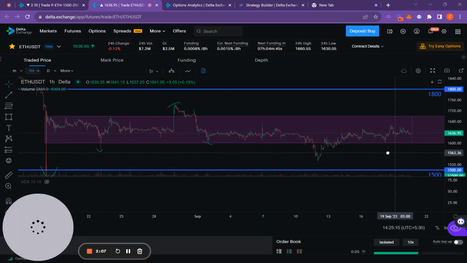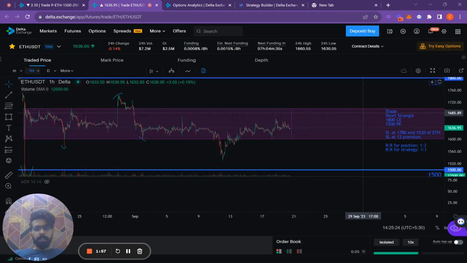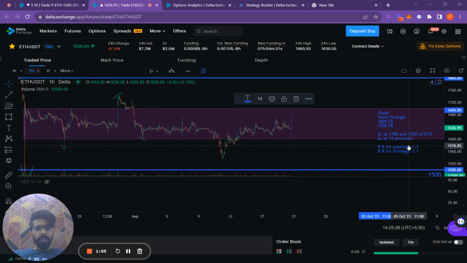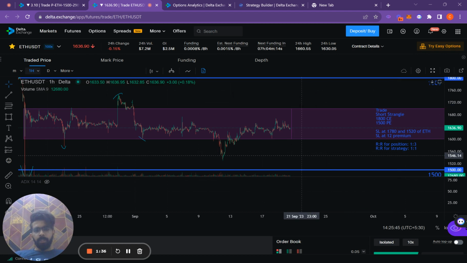For this trade, our strategy is roughly selling the 1800 call option and the 1500 put option. For this strategy, we will place our stop losses at a premium of $12 on either side. Which means that if our stop loss hits, we will lose roughly $8 per position, and per position we are making $4. So that gives us a risk to reward of 1:2. And the overall risk for the strategy is 1:1.